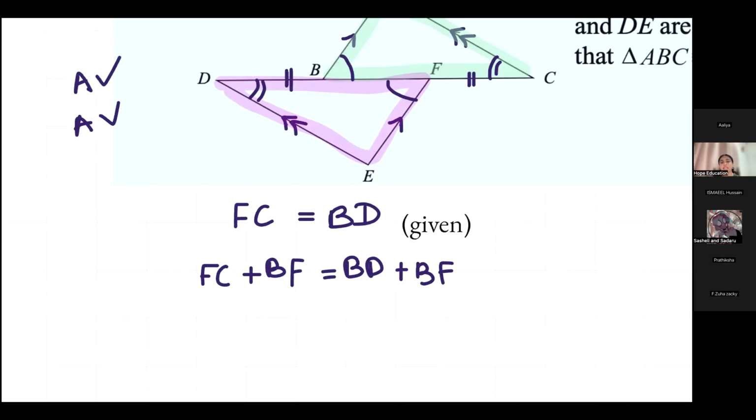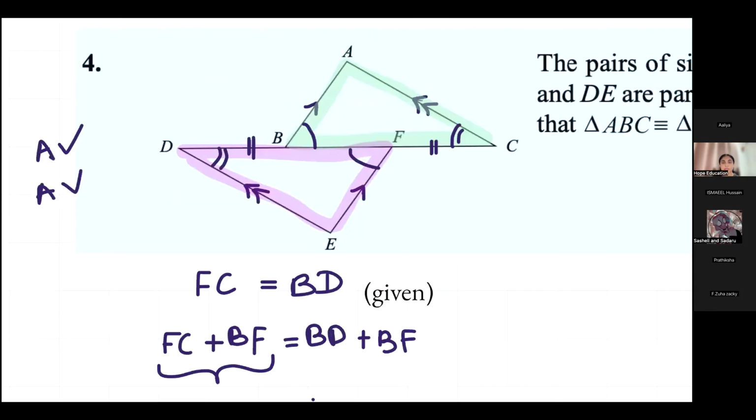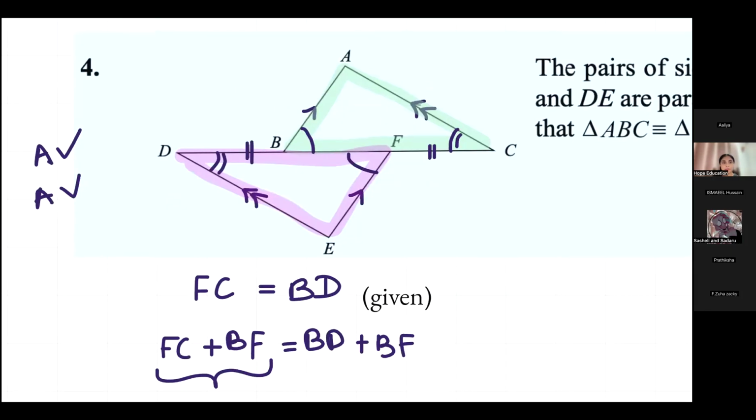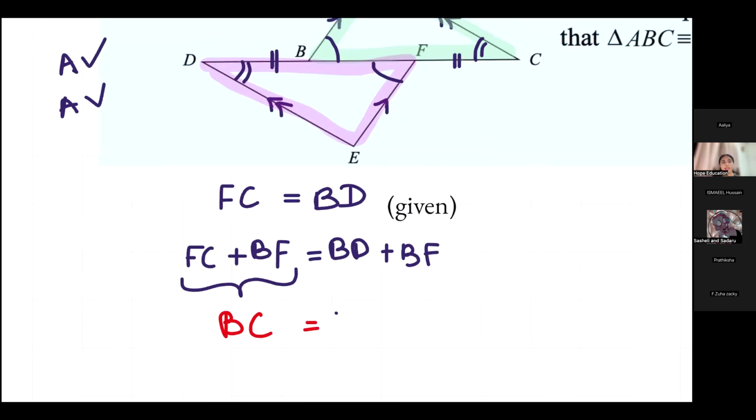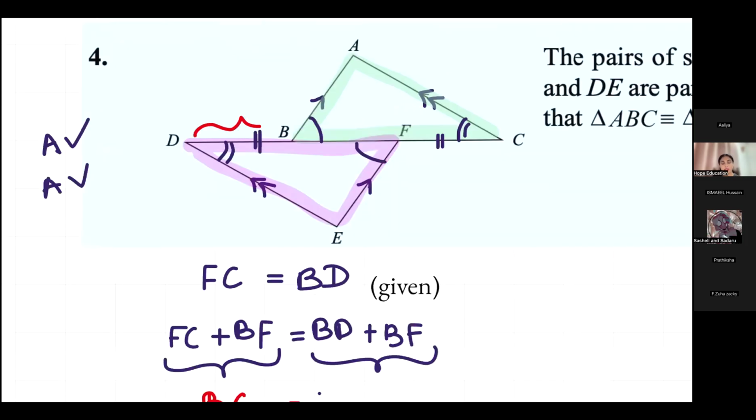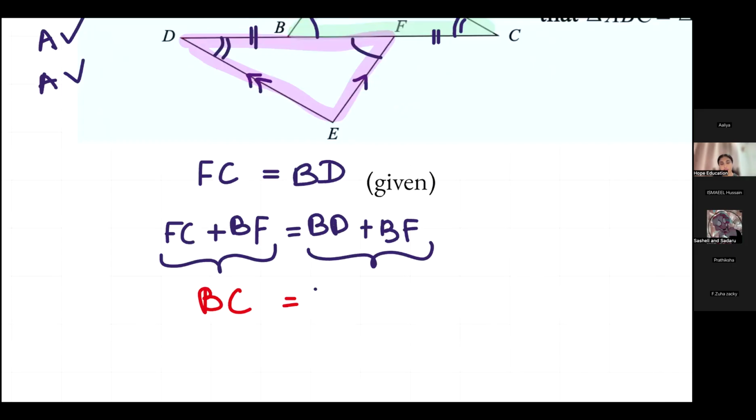Now FC plus BF. Let's see. Here I have FC. This is FC. This is BF. When you add these two, you get BC. Then here we have BD plus BF. Let's see. This is BD. This is BF. When you add those two, you get DF. And that is DF.